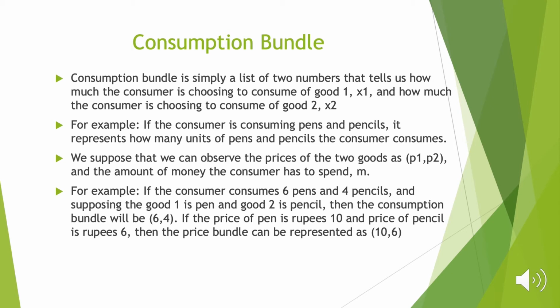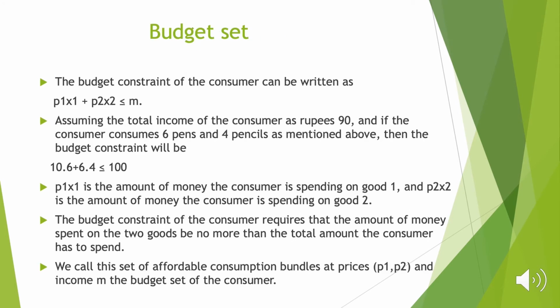If the price of pen is rupees 10 and the price of pencil is rupees 6, then the price bundle, that is P1, P2, can be represented as 10, 6. That is the price of pens and pencils respectively. The budget constraint of the consumer can be written as P1 x1 plus P2 x2 less than or equal to M. It shows that the total expenditure on good 1, that is P1 x1, and the total expenditure on good 2, that is P2 x2, shouldn't exceed M, that is the total income of the consumer.